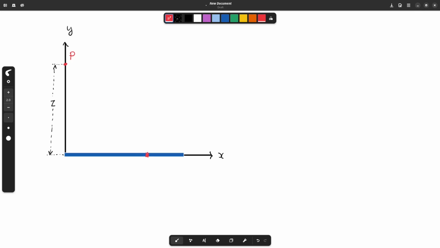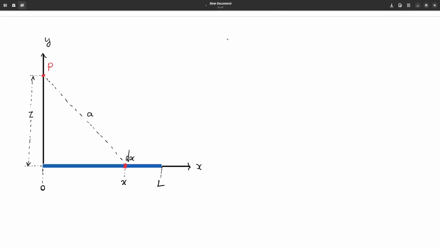Let's consider an infinitesimal element, dx, of the line. Alone it behaves pretty much like a charged particle. The distance dx is from point P varies with x. The line has a linear density lambda. So an element of charge is lambda times an element of the line.